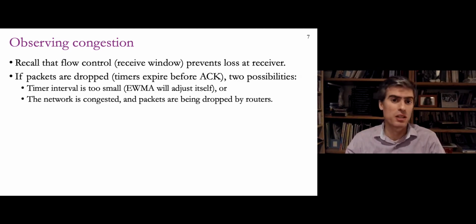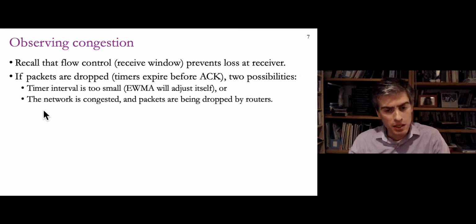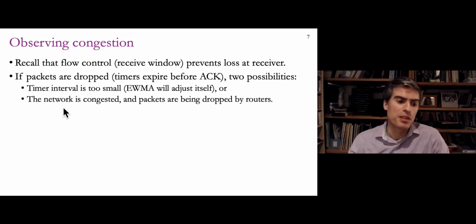If the network is totally inconsistent in its round trip time, then all these protocols kind of fail in some sense. But that shouldn't happen. So in fact, when packets are dropped, we can pretty safely conclude that the network was congested, and it's the routers that are dropping the packets because their queues are full.